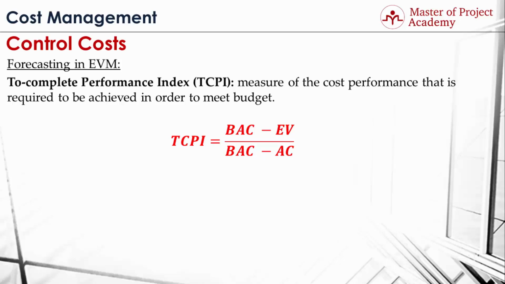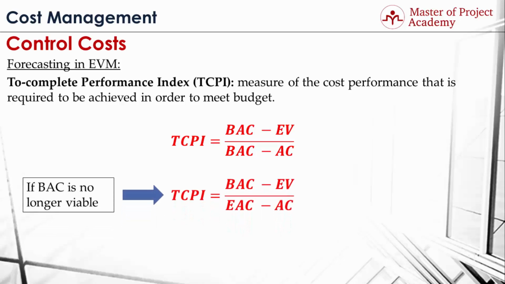In this case, a new estimate at completion value is calculated, and project team aims to complete the project on a new estimated budget. TCPI formula slightly changes when BAC value is no longer viable in a project. Instead of budget at completion value in the denominator, estimate at completion value is placed. The interpretation is similar in both of the TCPI calculations.